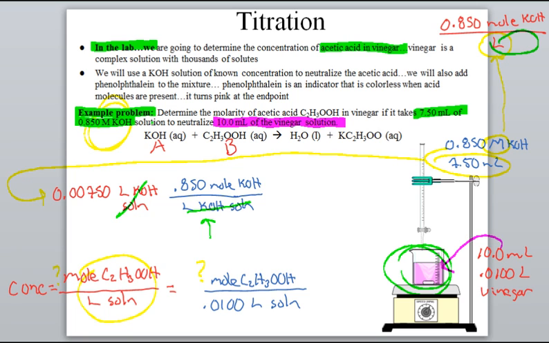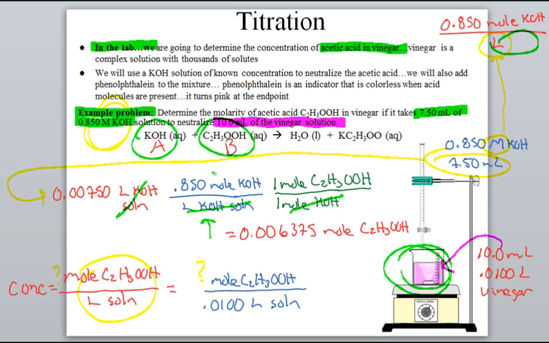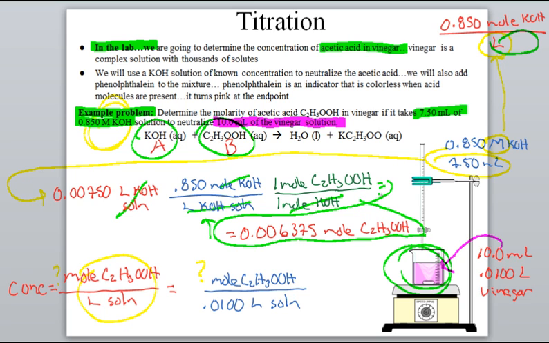Okay, the mole to mole relationship for this particular one, it's a 1-to-1. On the next page, when we do an example problem, it's not 1-to-1. But 1 mole of KOH per 1 mole of acetic acid, the mole of KOH needs to be on the bottom. And moles of KOH cancels with moles of KOH, and that equals 0.006375 moles of acetic acid. That's how many moles of acetic acid were neutralized. That's how many moles of acetic acid were in 10 milliliters.